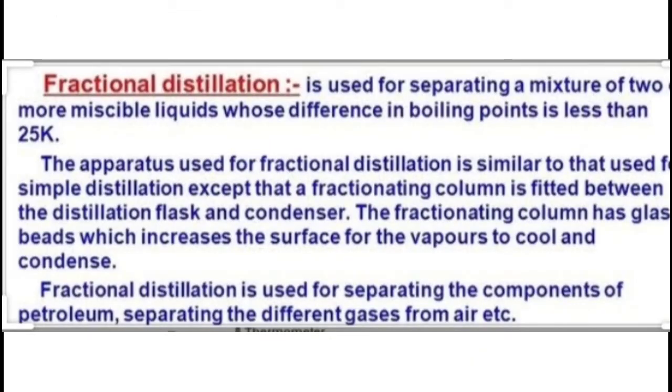Next method, fractional distillation. Fractional distillation is used for separating a mixture of two or more miscible liquids whose difference in boiling points is less than 25 Kelvin. The apparatus used for fractional distillation is similar to that used for simple distillation, except that a fractionating column is fitted between the distillation flask and condenser.